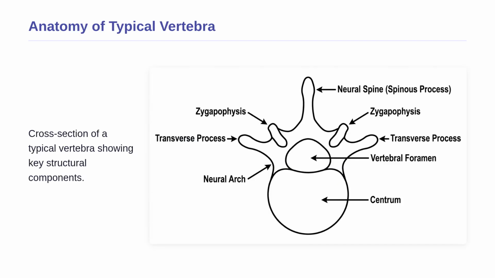Before we move on, let us see this with a concrete visual example. Here is a cross-section of a typical vertebra. At the bottom, you can see the large, round centrum, which bears the body's weight. Above it is the neural arch, enclosing the empty vertebral foramen where the spinal cord lives. Notice the projections: the neural spine at the top, the transverse processes on the sides, and the zygapophyses. These are the mechanical levers where muscles attach to move your back.